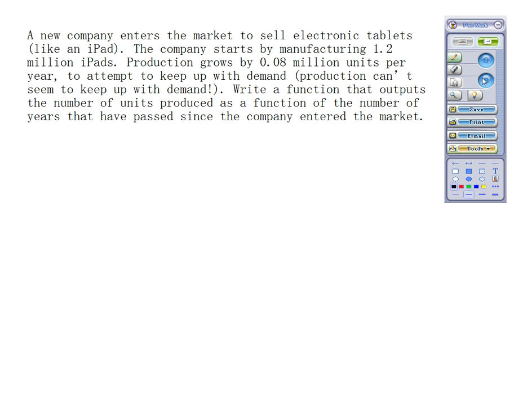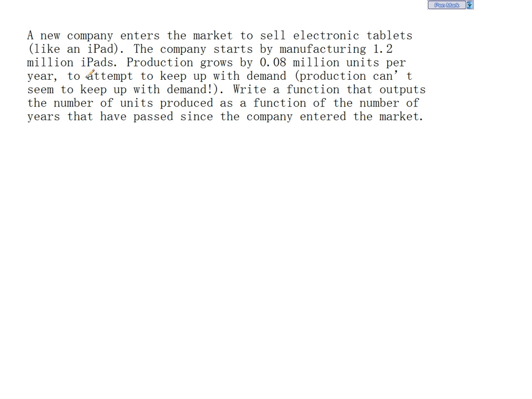Let's take a look at a problem and start reasoning through some of this stuff. A new company enters the market to sell electronic tablets, like an iPad. The company starts by manufacturing 1.2 million tablets. Production grows by 0.08 million units per year, to attempt to keep up with demand. Production can't seem to keep up with demand.